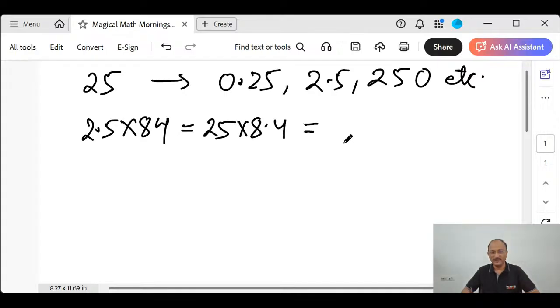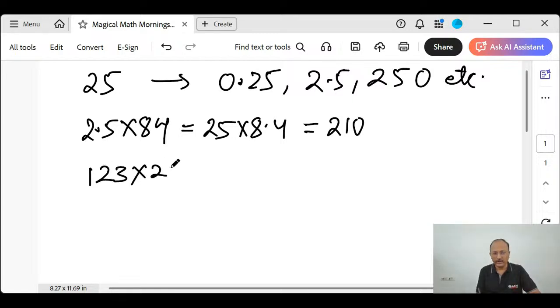Yes, very good. Because 8.4 we get 4.2, then 2.1. 2.1 into 100 is 210. Very good. Let's take a couple of odd numbers.